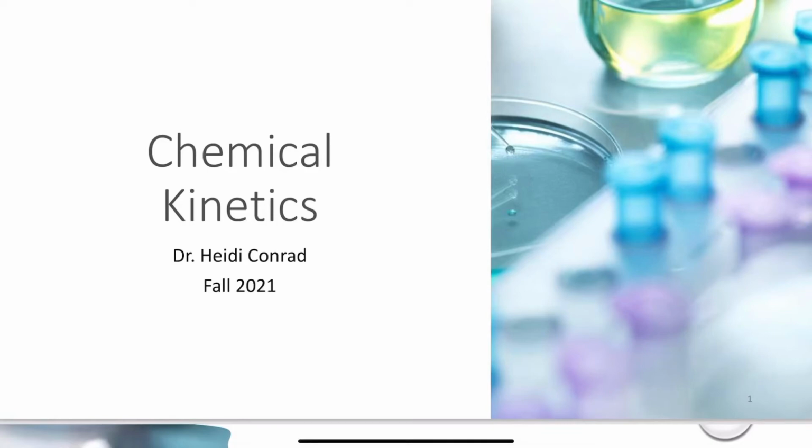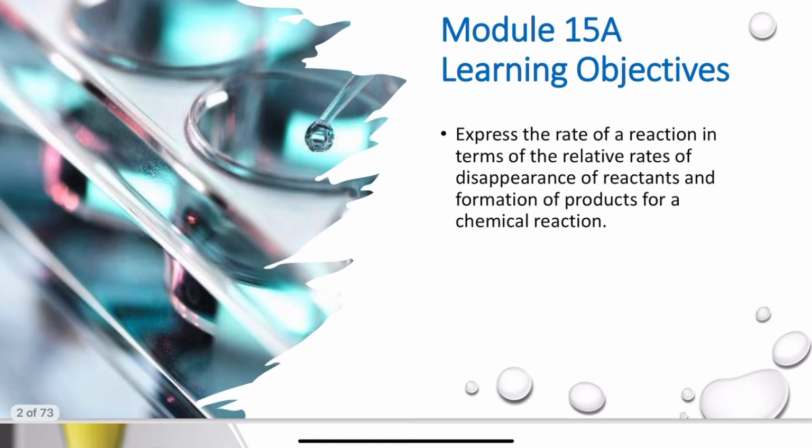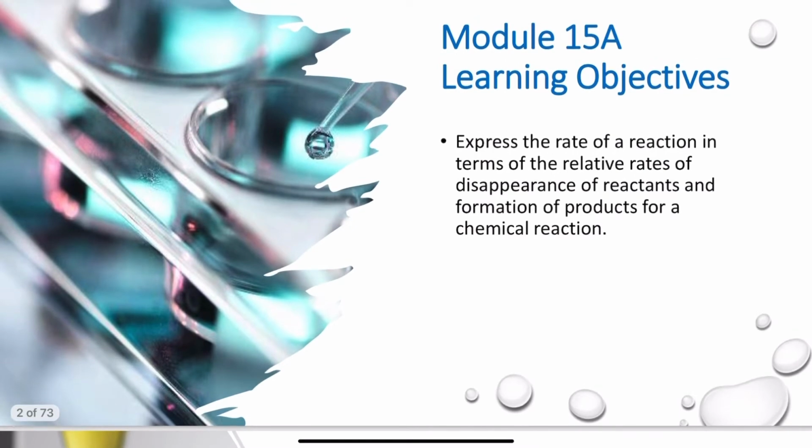So let's delve into chemical kinetics. Module 15a, we're going to talk about expressing the rate of a reaction in terms of the relative rates of disappearance of reactants or formation or production of products for a chemical reaction. Basically, how fast is the reaction going based on either how fast the reactants are being consumed or how fast the products are being formed.